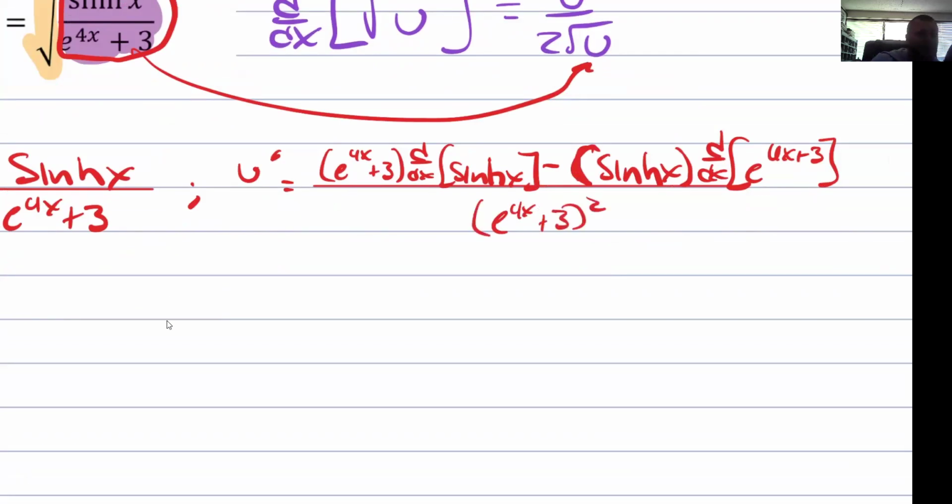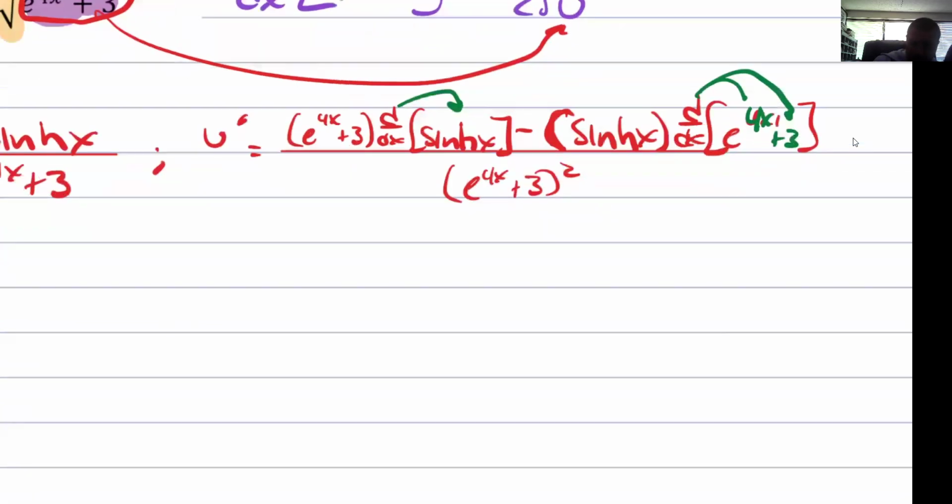All right, so I would look at this and say, you know what? These are not bad derivatives to take. I could just take a straightforward derivative of sinh. And the plus 3 is on the bottom, not the top. But like I wrote, that is an awful 4. So I could just take the derivative of this 4x plus 3 term by term as well.